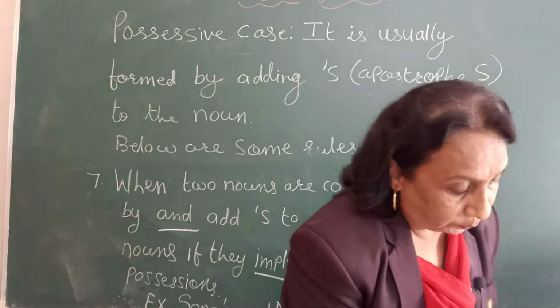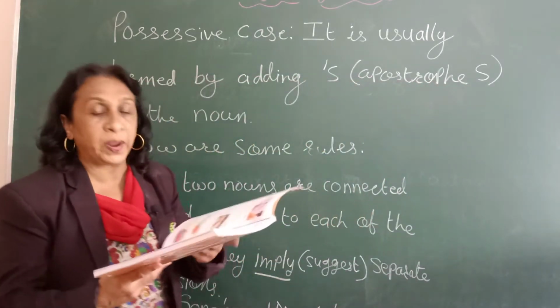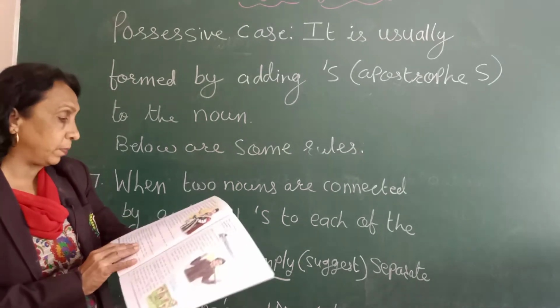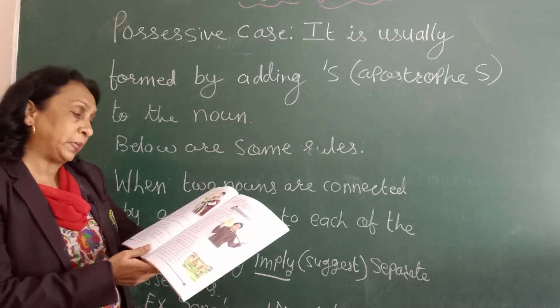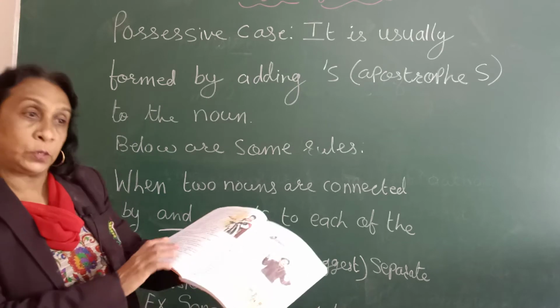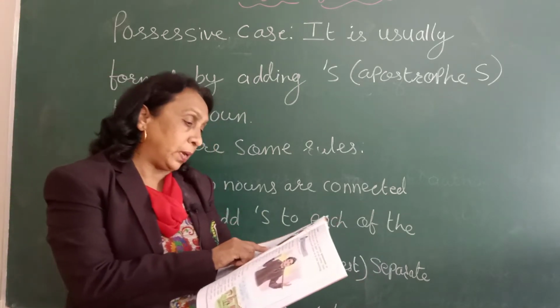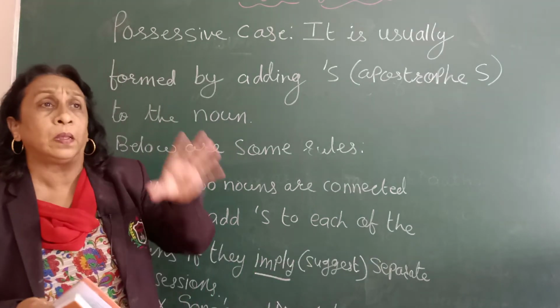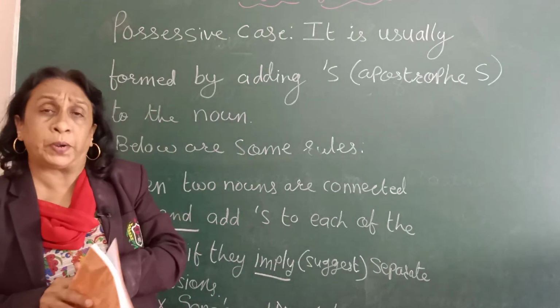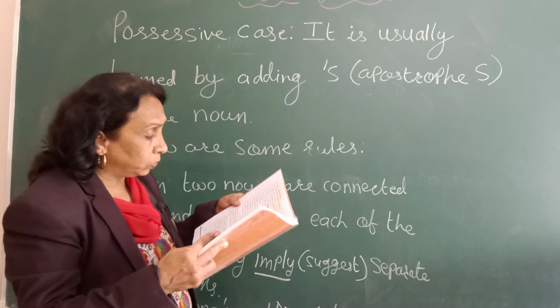Now in your textbook take out page number 6. Page number 6. Here the use of the possessive case is also there. Just look in your books, I'll explain it to you. Okay. Now the possessive case is restricted. Restricted means sometimes it is only used for a particular thing, to the nouns shown below.